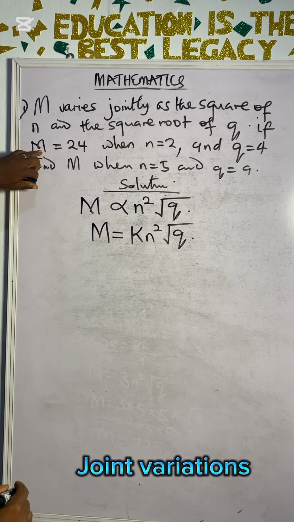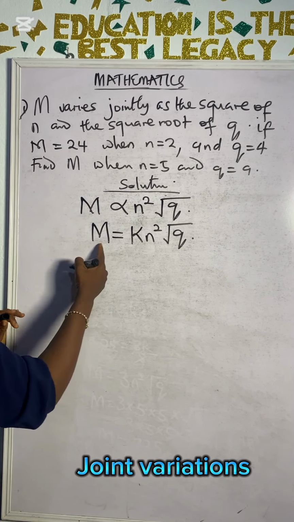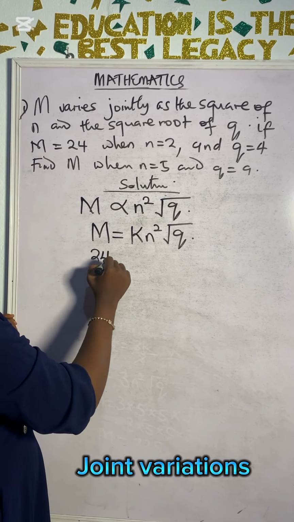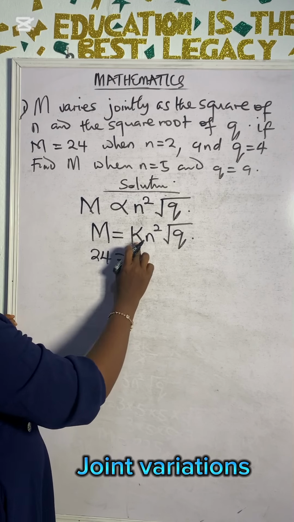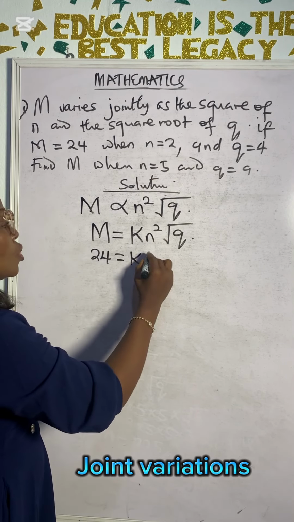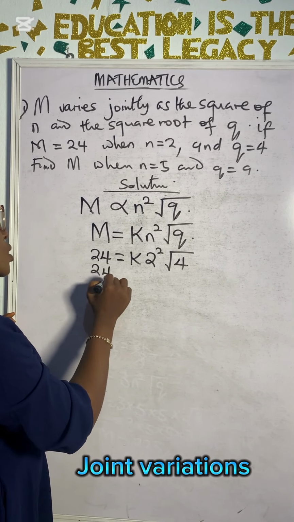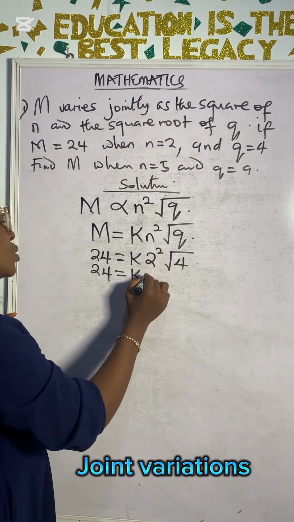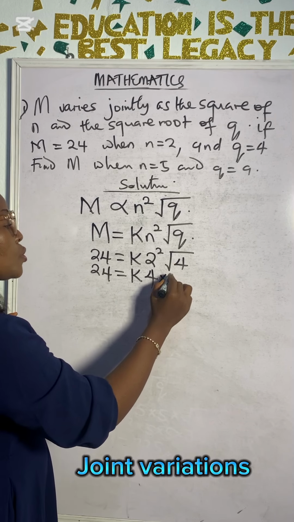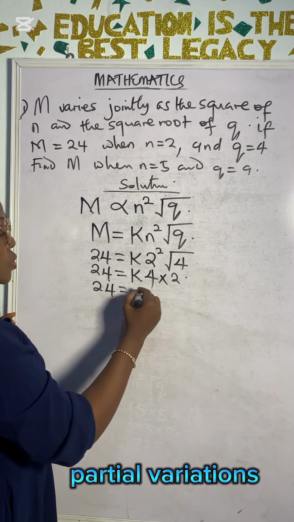If m is equal to 24, n is 2 and q is 4. So I have m as 24, k we don't know, that's what we're looking for. n is 2, so 2 raised to power 2, and the square root of 4. So what I have is 24 is equal to k, 2 times 2 gives us 4, and the square root of 4 is 2.